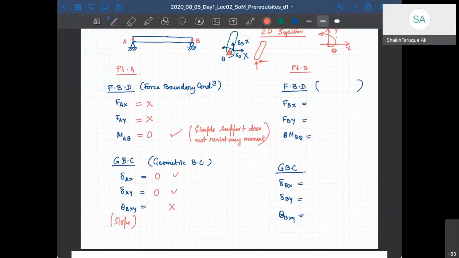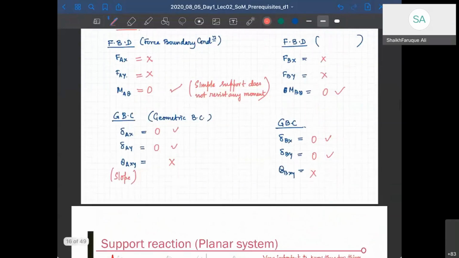Same thing has to repeat here. Not known, known, and 0, 0, 0, known, and not known. All right. So please write down whatever I said. This is very important for you to understand how we go ahead and solve our problems.